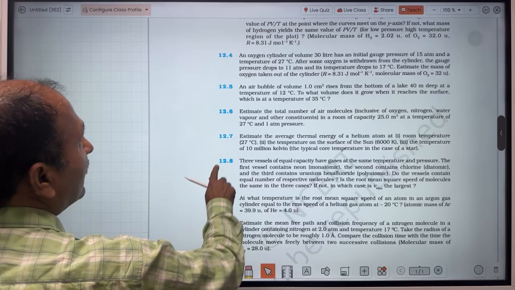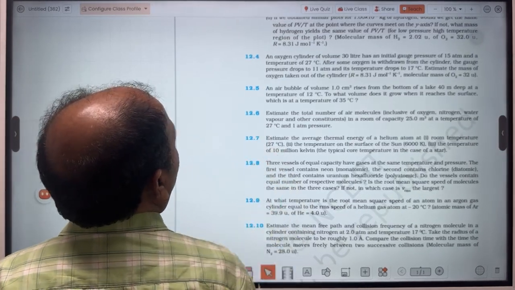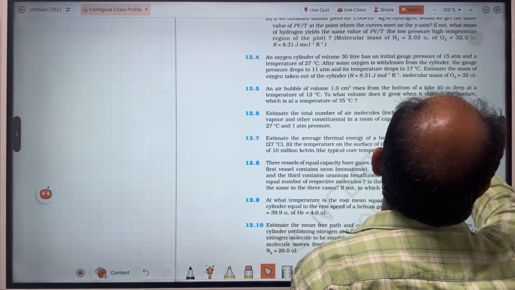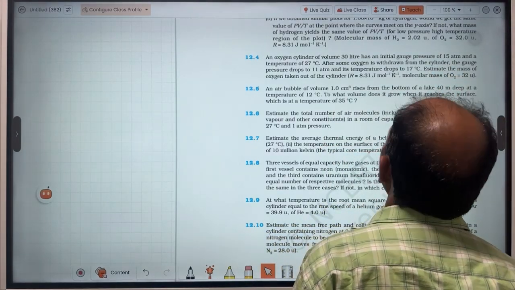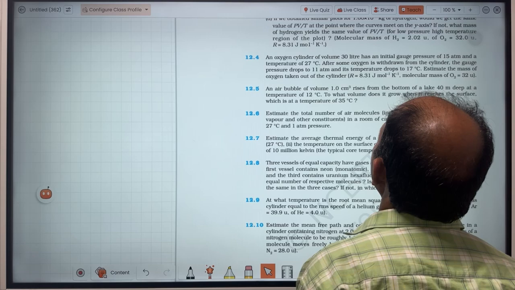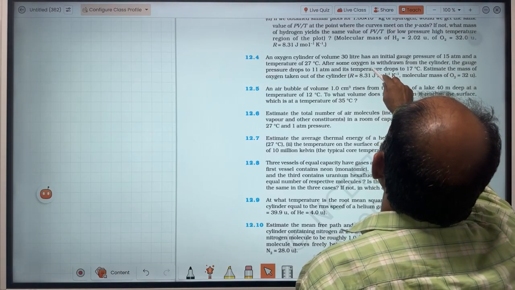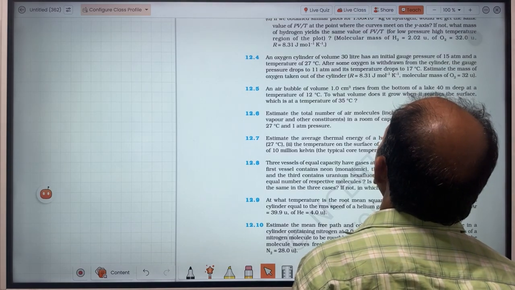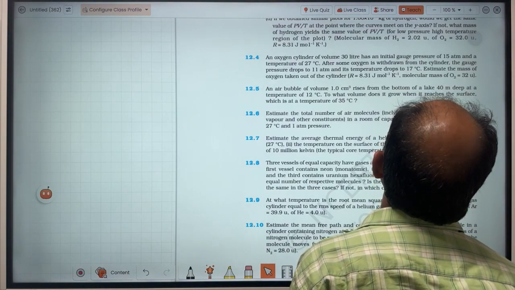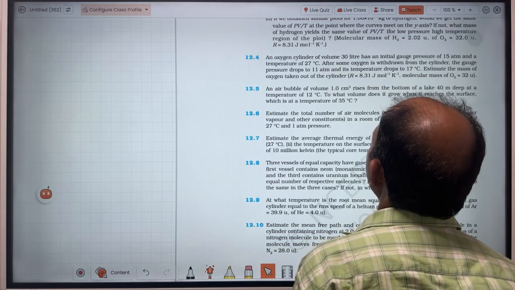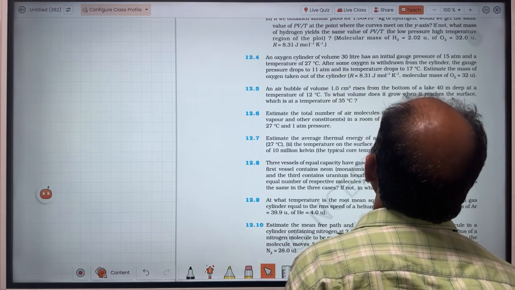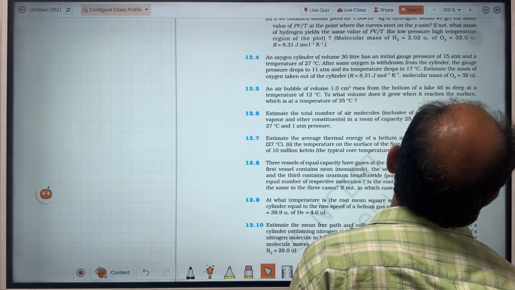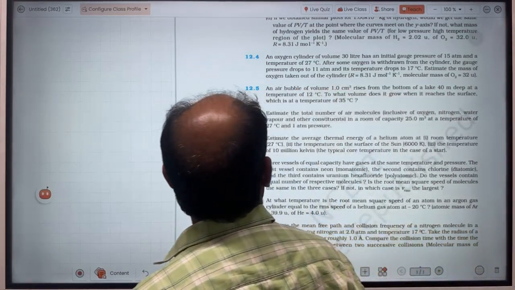We are going to see the fourth question. Question number 4 says, an oxygen cylinder of volume 30 liter has an initial gauge pressure of 15 atm and a temperature of 27 degrees centigrade. After some oxygen is withdrawn from the cylinder, the gauge pressure drops to 11 atm and its temperature drops to 17 degrees centigrade. Estimate the mass of oxygen taken out of the cylinder. Take R equal to 8.31 joule per mole per Kelvin and molecular mass of O2 is 32 unit.